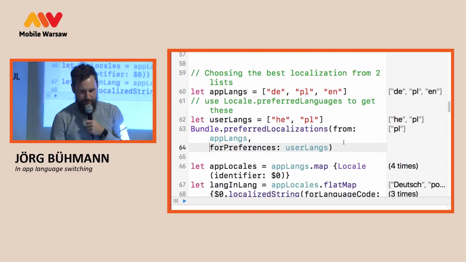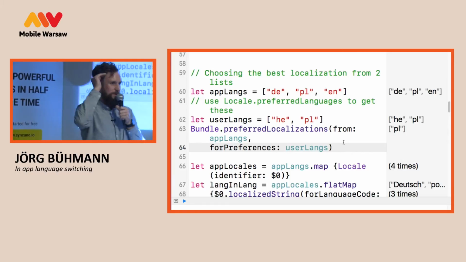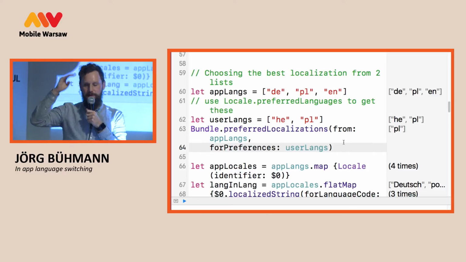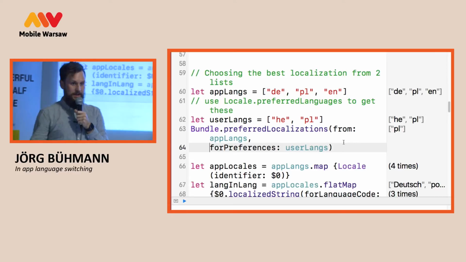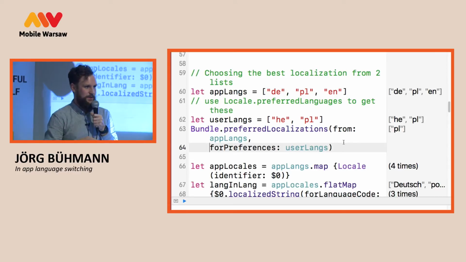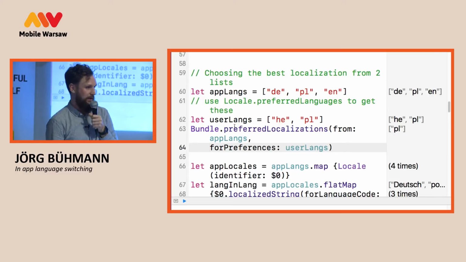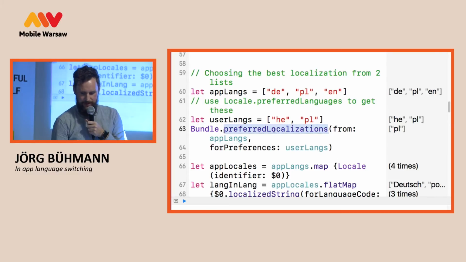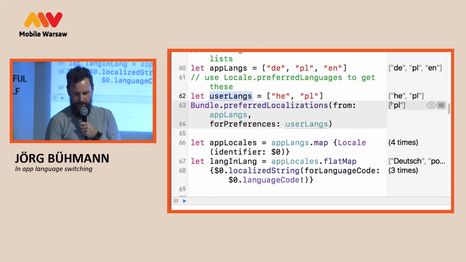So what it allows you is, for the system that we've seen before, the user can select a preference of languages, and your app supports another set of languages, and you want to find out which one of the languages is the best one. So this is the API for that. It's on Bundle, preferredLocalizations(from:). In this case, this one is the ones that the app supports: Polish, German, and English. And the user only speaks Hebrew and Polish, so we get out Polish.